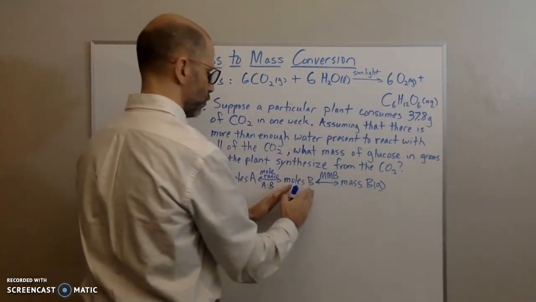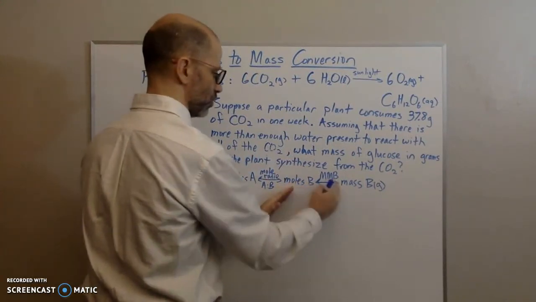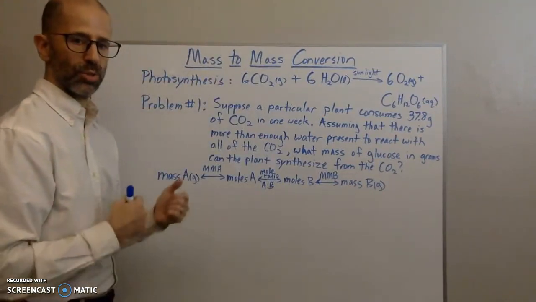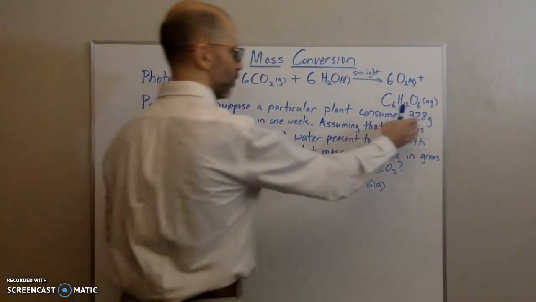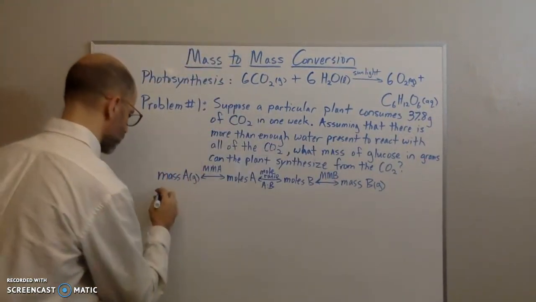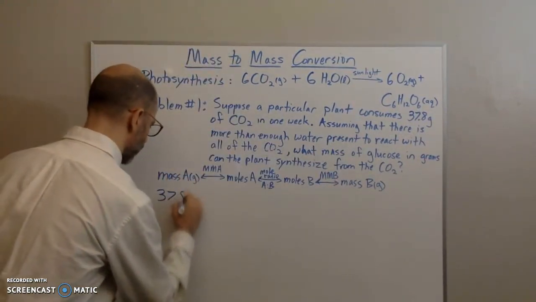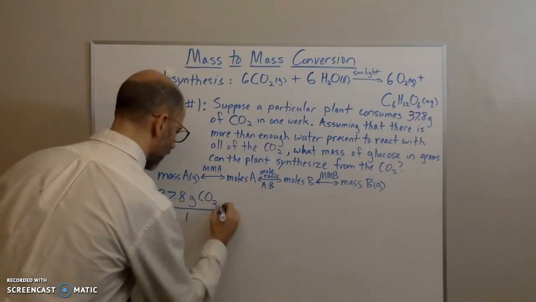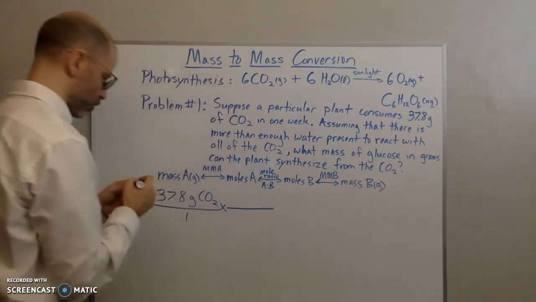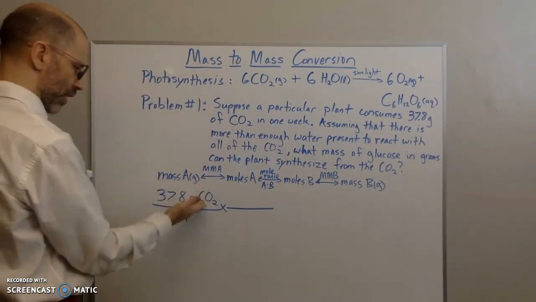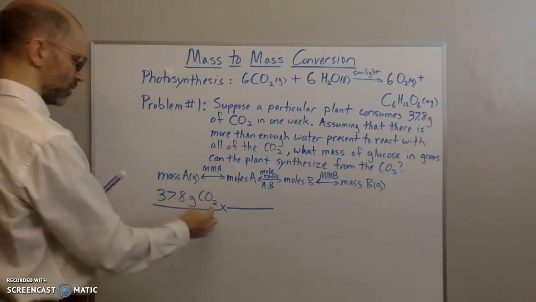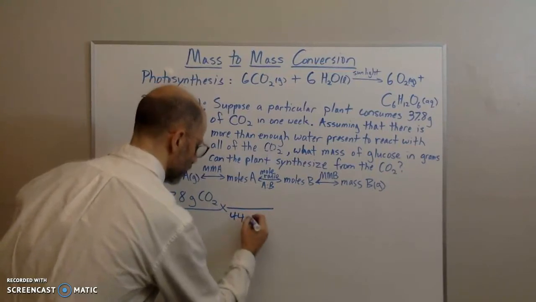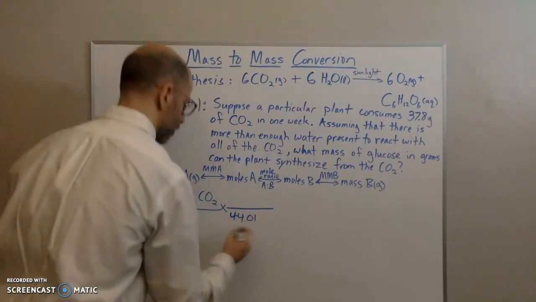And then once we convert to moles of glucose, we then have to use the molar mass of glucose to convert to mass of glucose. So that's the process. So let's start with 37.8 grams of carbon dioxide. And now we're going to do our first conversion. Our first conversion is to convert grams to moles using the molar mass. Carbon dioxide has a molar mass of 44.01.